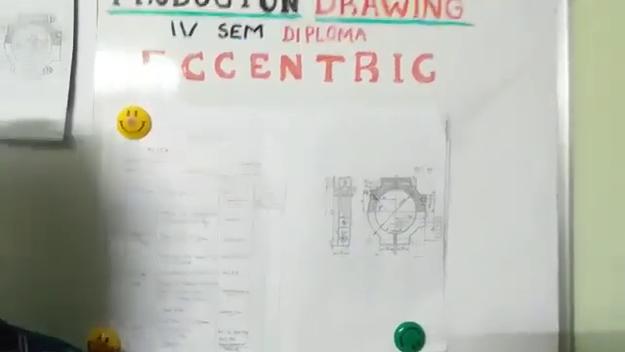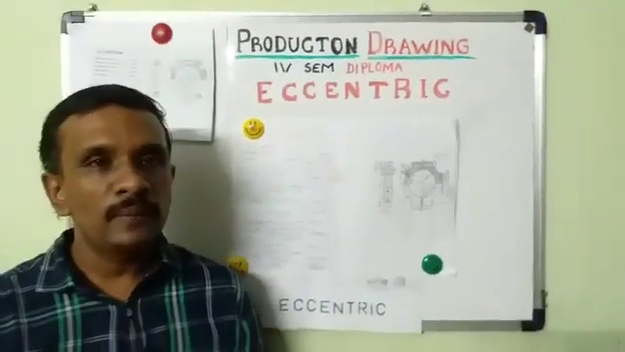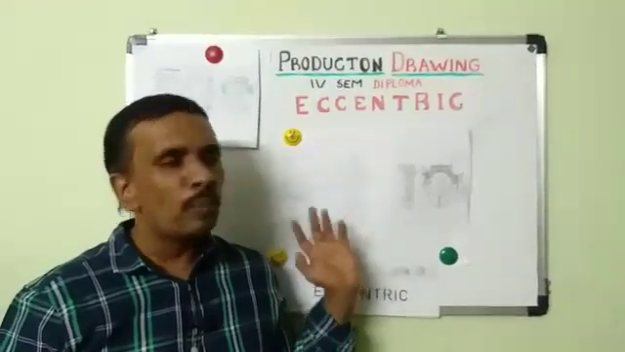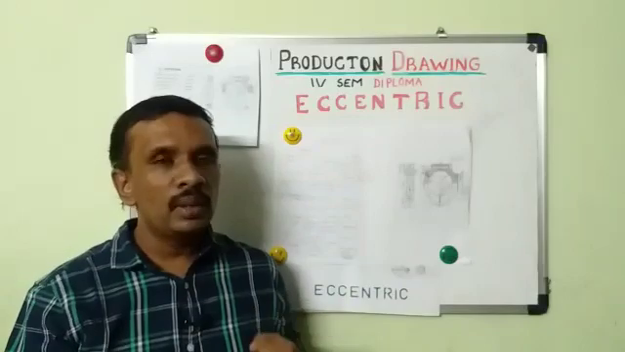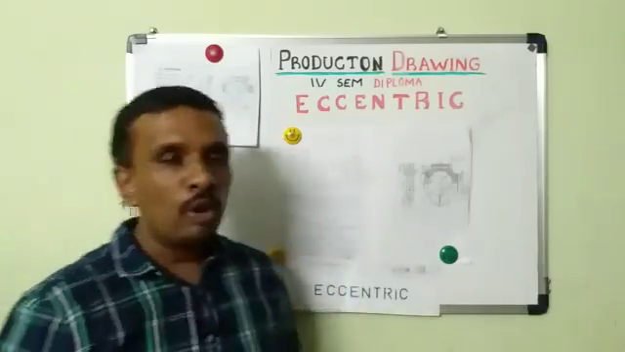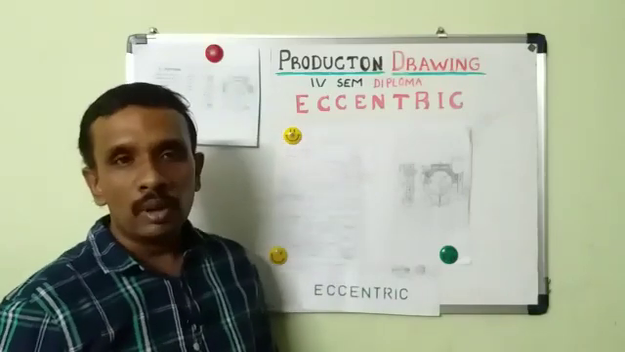I hope you people understood this eccentric. It looks very tough, but it is very easy. Consider only the four parts, if you remember: strap, sheaves, shim, bolts. That's it.